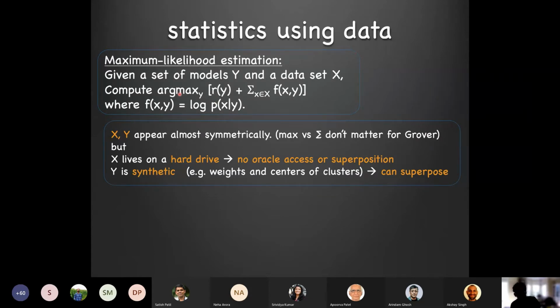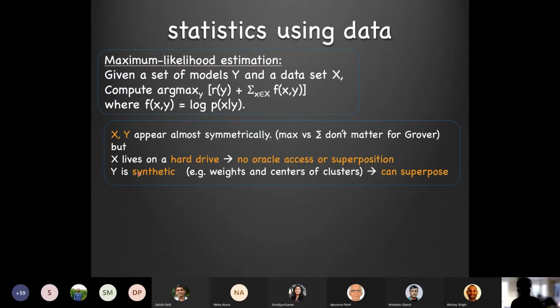So if you look at this expression, max over y, sum over x, the x and y appear almost symmetrically. There's a max over y and then a sum over x, but both of these are things that you can get a Grover type speedup for. But the big difference is in the type of data set. X is a real explicit data set that lives on a hard drive. So I do not have superposition access to it. I don't have oracle access without going through this procedure that gives me this terrible overhead.